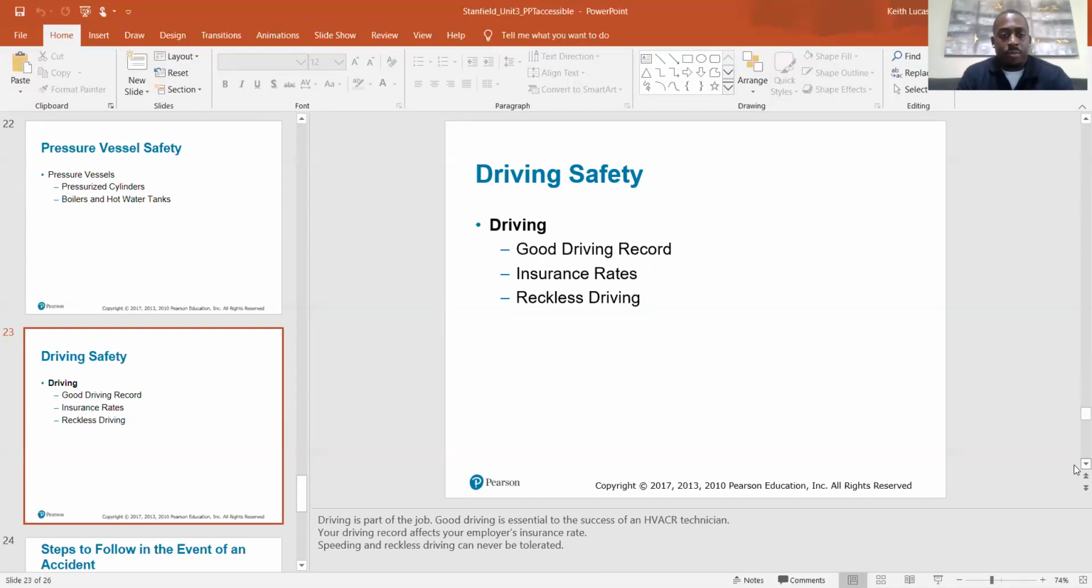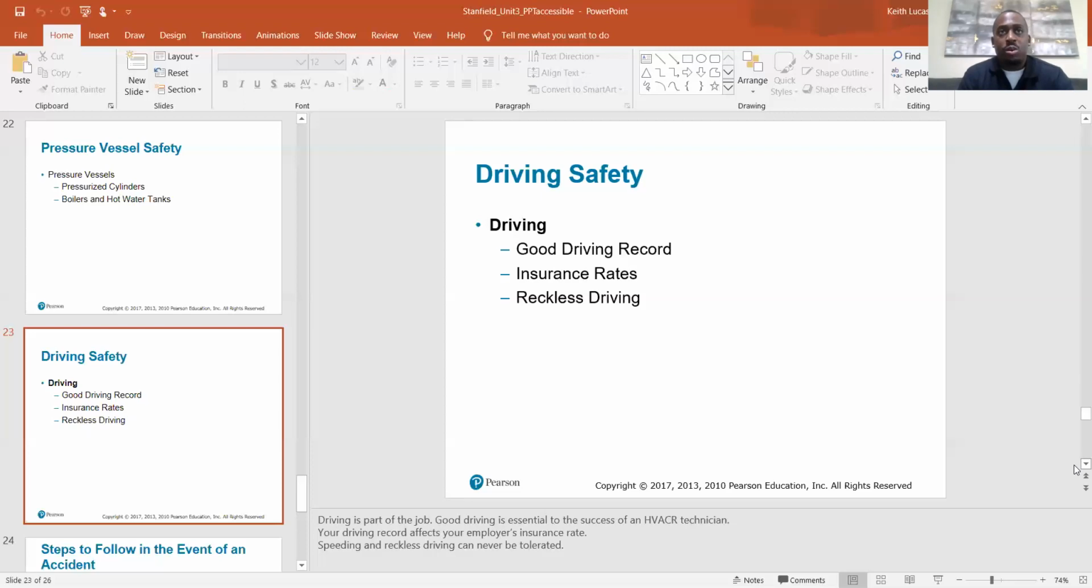DUIs, that'll kill you. As a service tech, you're going to be in a service van. They're going to issue you a van full of thousands of dollars worth of tools, equipment, and materials, and you're going to be responsible for managing all that stuff and getting to the job sites on time and safely. So your driving record is the only tangible proof that they have that you're capable of doing that. And if not, you're going to have a very hard time getting hired.